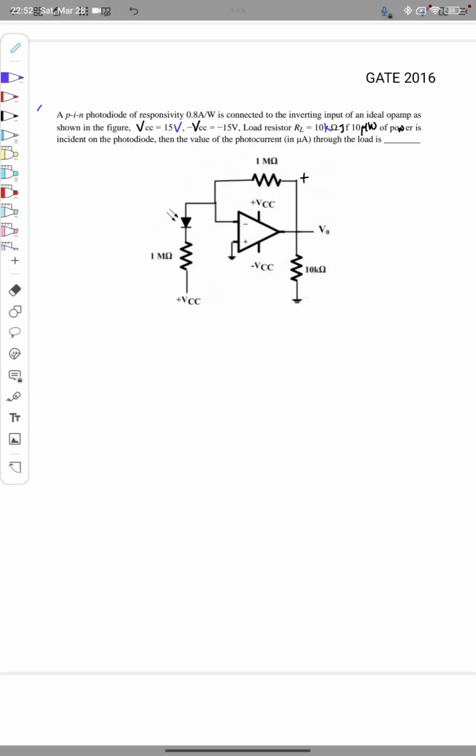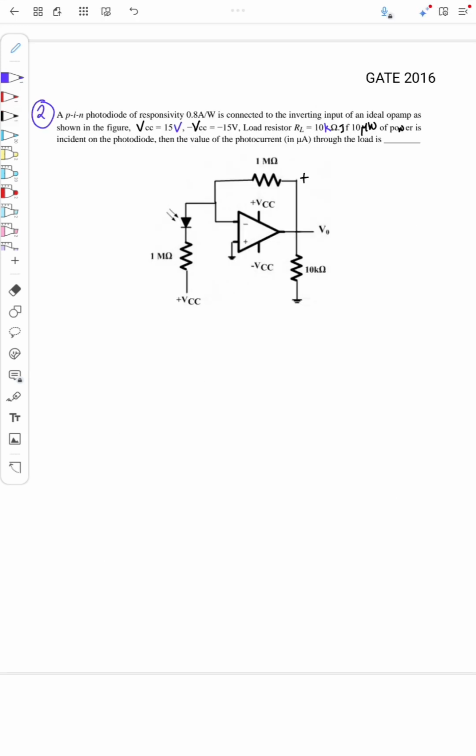Yeah, so this is a question from GATE 2016. The question is, a PIN photodiode of responsivity 0.8 ampere per watt is connected to the inverting input of an ideal op amp as shown in the figure. VCC equal to 15 volt, minus VCC equal to minus 15 volt. Load resistance RL is 10 kilo ohm. If 10 microwatt of power is incident on the photodiode, then the value of photo current in microamps through the load is... So here the load is this one, RL, 10 kilo ohm. And the question is to find what is the load current, say IL.